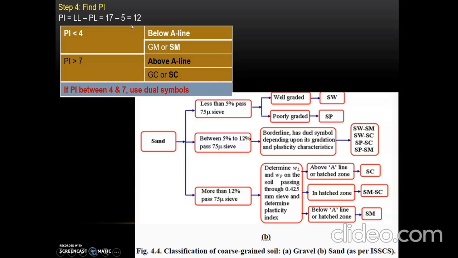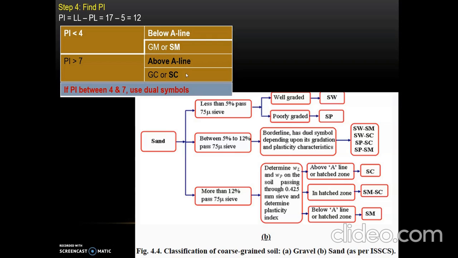Now in the example, we got PI value as 12. So out of these three categories, it satisfies the second category, that is PI greater than 7. That is, 12 is greater than 7. That means soil is above A line. And hence we say that soil is SC.